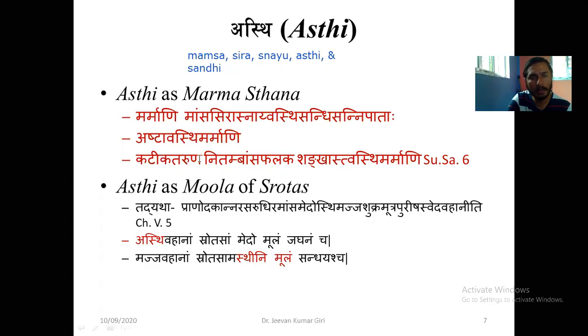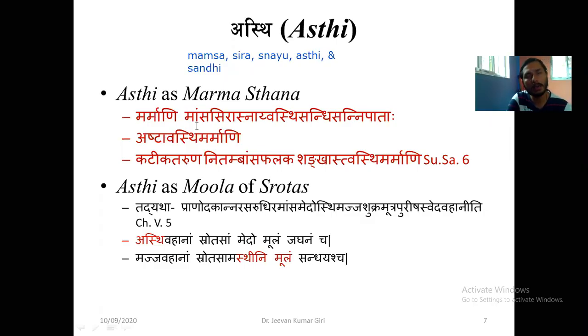So Katika Taruna, in bracket just write 2. Nitamba, in bracket just write 2. Then Amsa Phalaka, in bracket write 2. And Sankha, in bracket 2. So they are the 8 Asthi marma. Just write that, that much is sufficient. So total 8 Asthi marma are there.